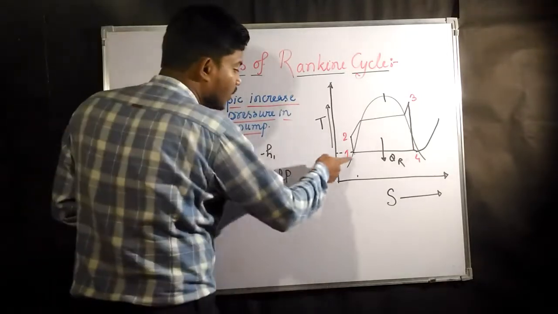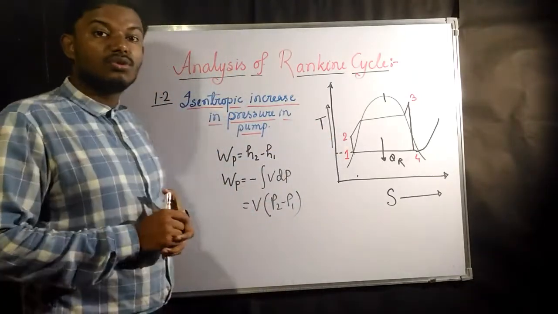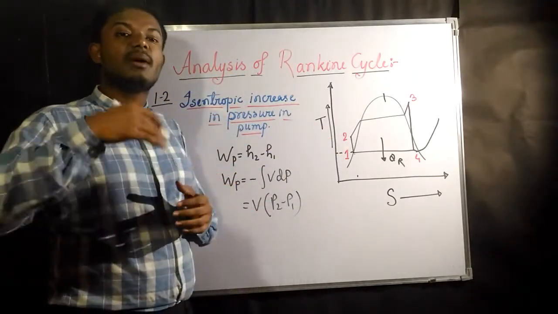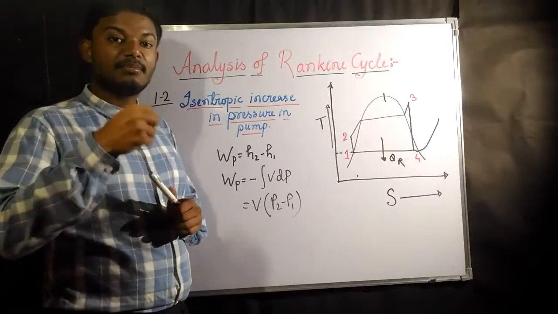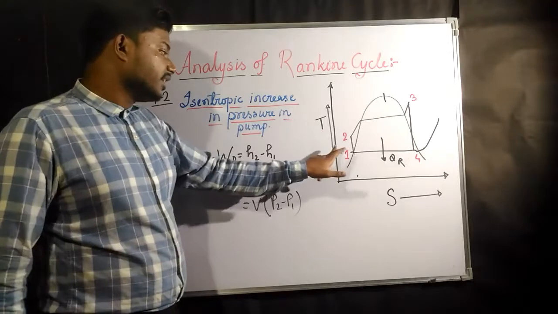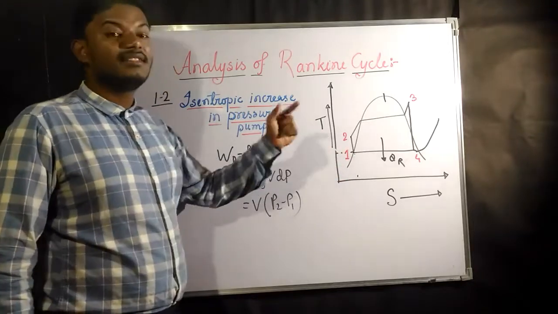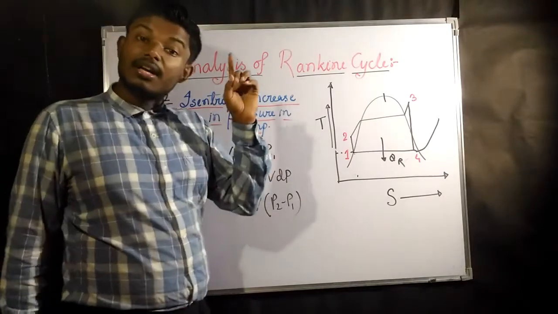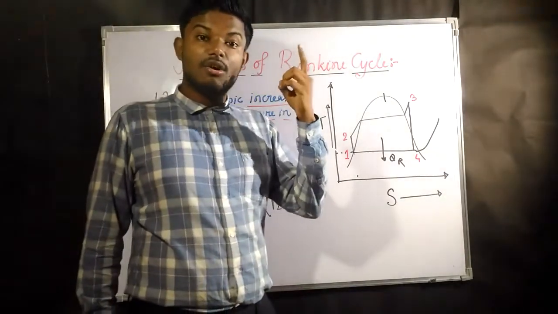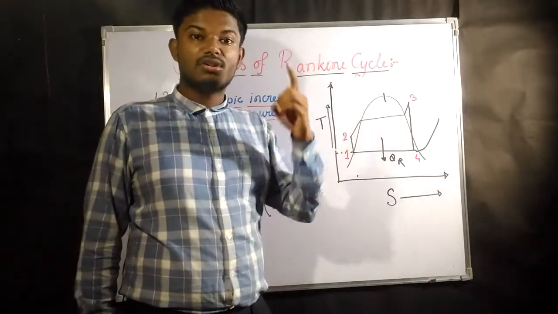Now 1 to 2, we are talking about the process 1 to 2. 1 to 2 is the pumping process, and we are getting an increase in the pressure of that substance. Now we need to find what is the work done by the pump. Now if you remember in the open system work, we have found out open system work.